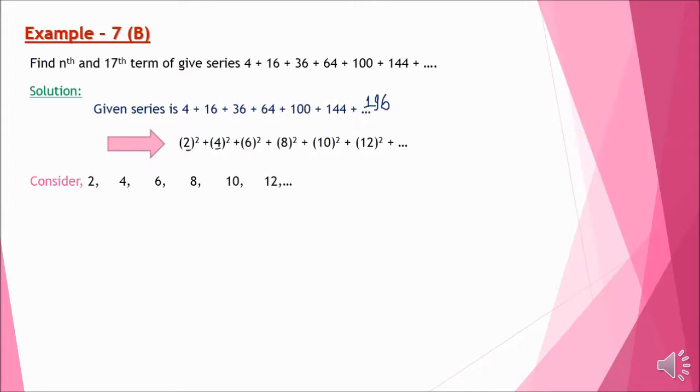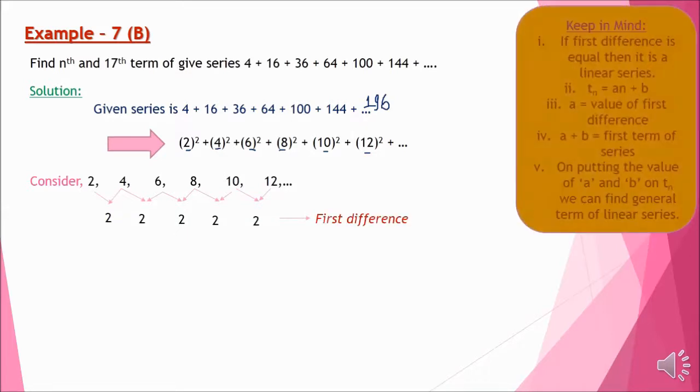We consider only 2, 4, 6, 8, and 10, and we find the general term of these numbers. For this we can just see it. The difference between 2 and 4 is 2, 2, 2, 2, and 2, so the first difference is equal. We can see the first difference is equal.